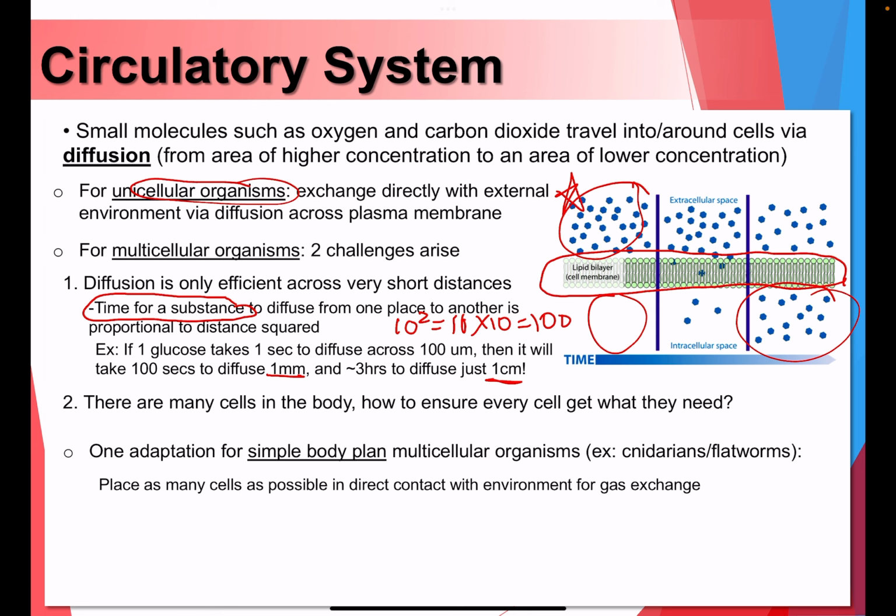So, one evolutionary adaptation for a simple body plan multicellular organism, for example your cnidarians that we talked about and flatworms, is that their body plan places as many cells as possible in direct contact with the environment for gas exchange.